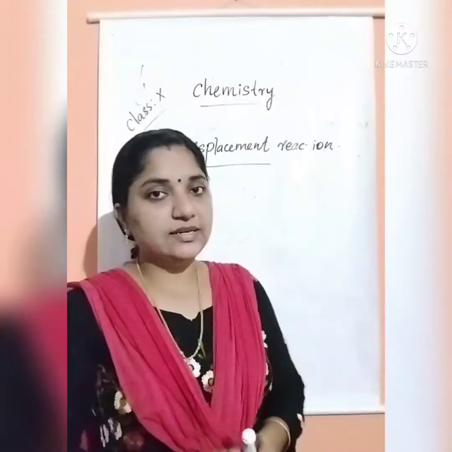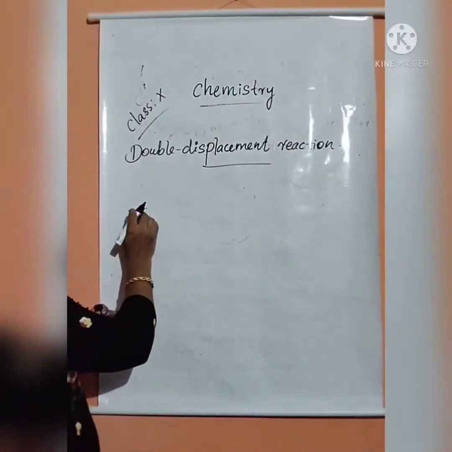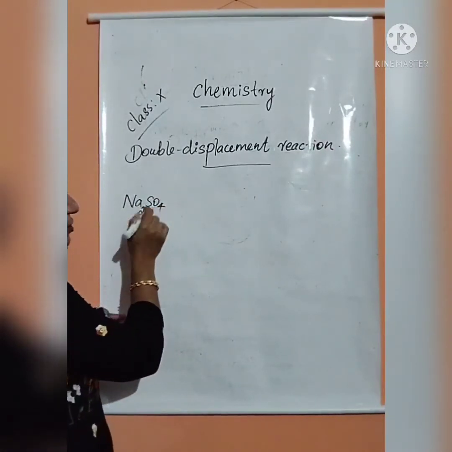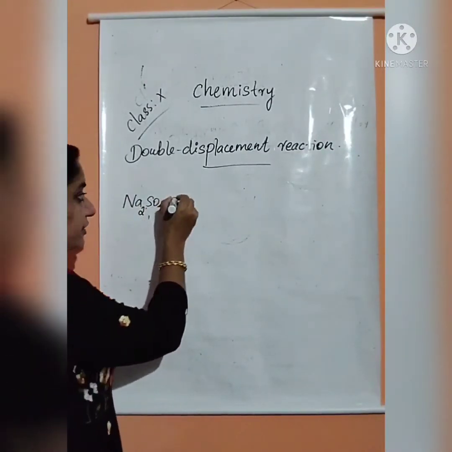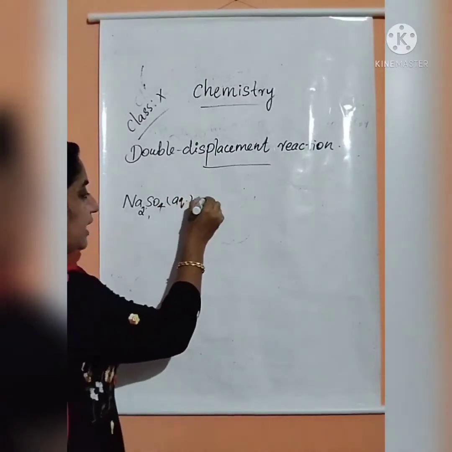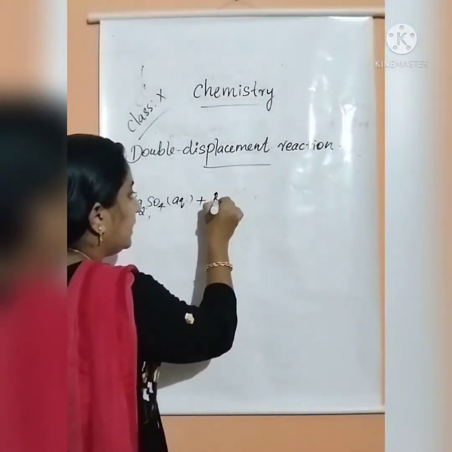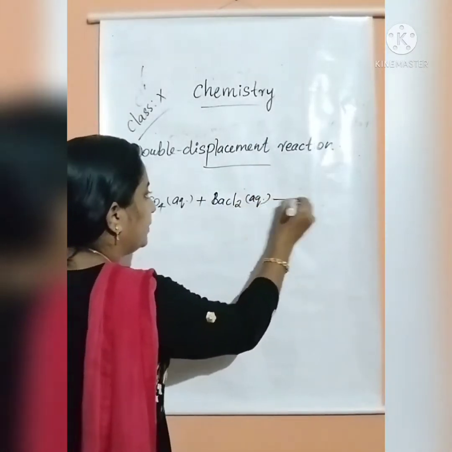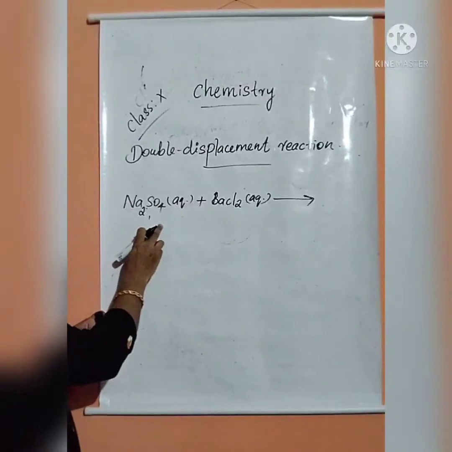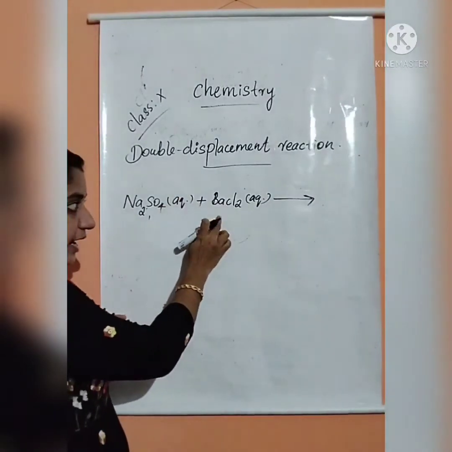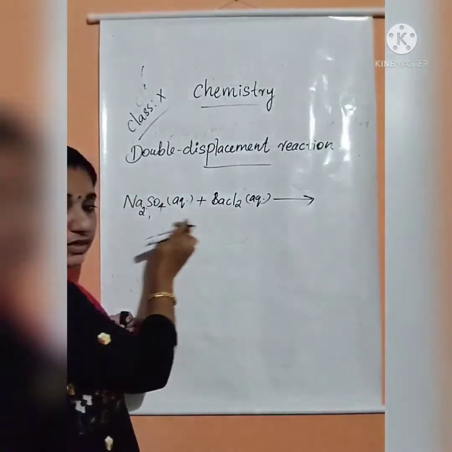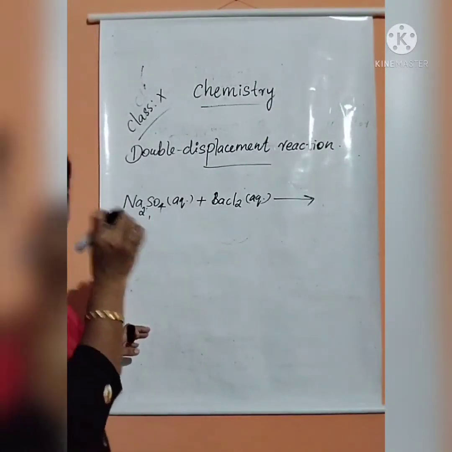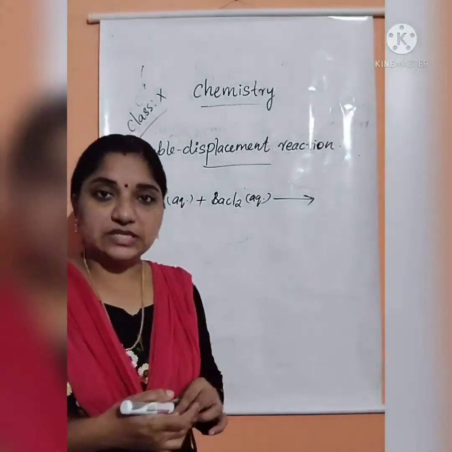Once again, listen here. We take an aqueous solution of sodium sulfate in a test tube and add barium chloride solution into this sodium sulfate solution. We can see a white insoluble substance is formed.